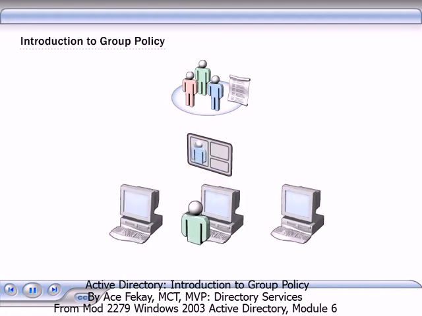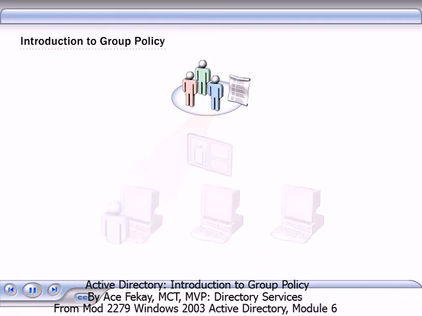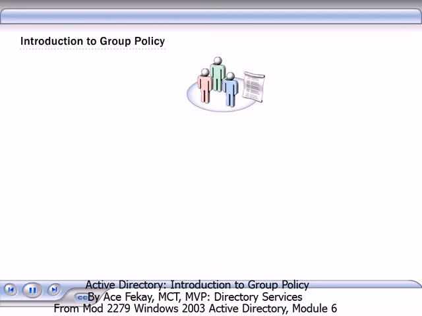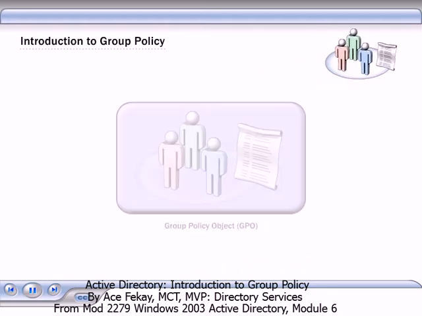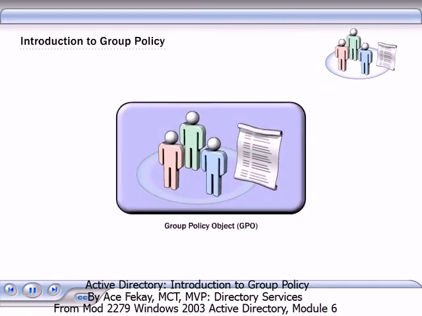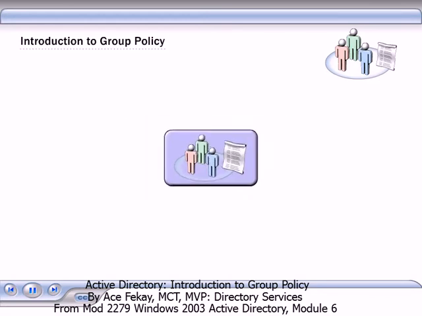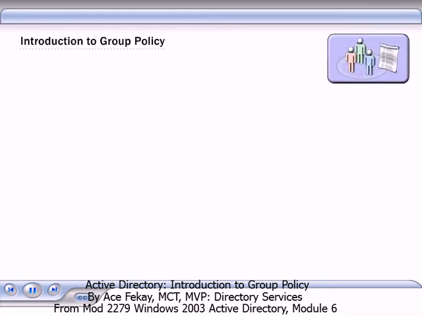When you specify a user setting, it affects that user account regardless of the computer that the user logs on to. The group policy settings that you specify are saved in a Group Policy Object, or GPO. Let's examine the types of settings that you can configure in a GPO.